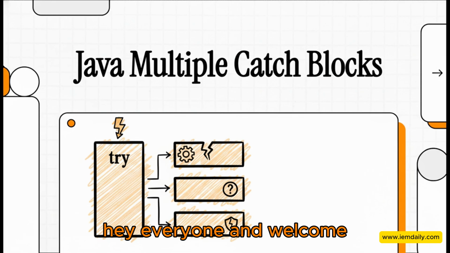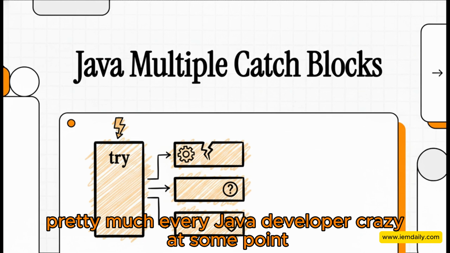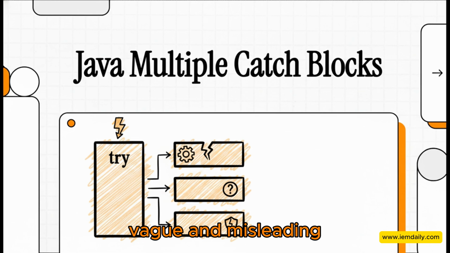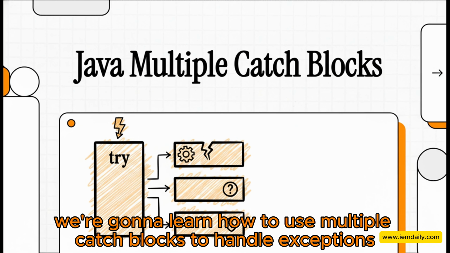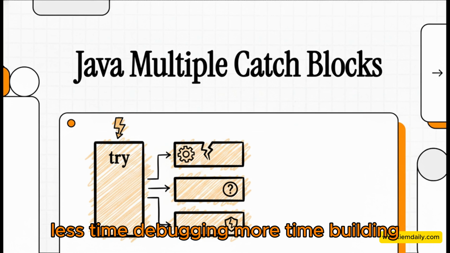Hey everyone, and welcome. Today, we're going to tackle something that drives pretty much every Java developer crazy at some point: getting error messages that are just vague and misleading. We're going to learn how to use multiple catch blocks to handle exceptions with surgical precision. The goal? Less time debugging, more time building.